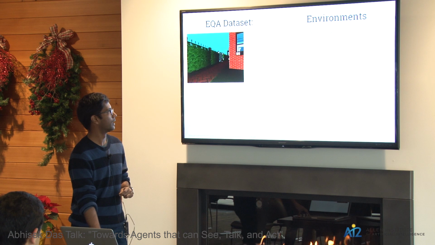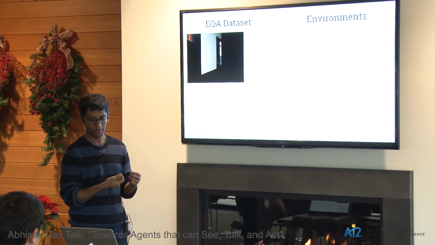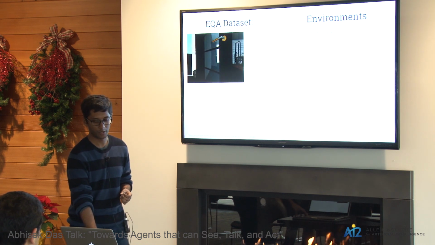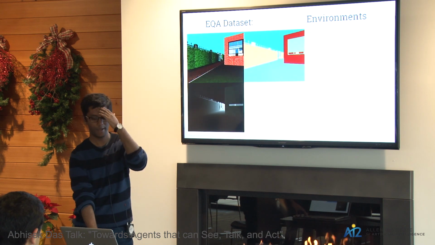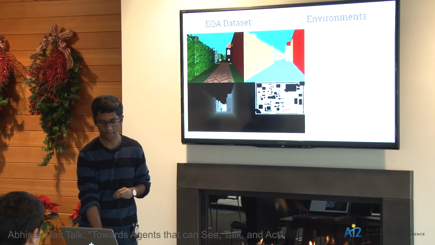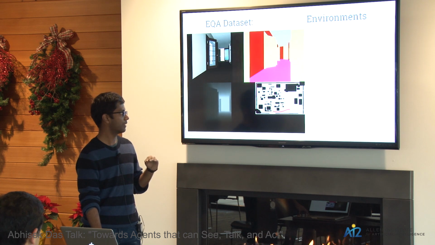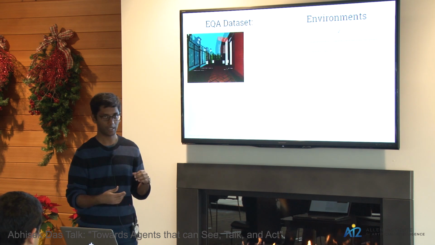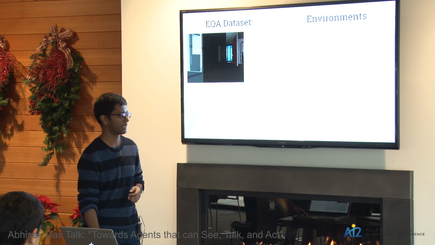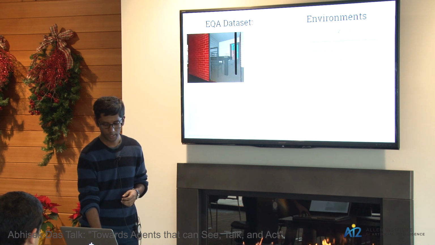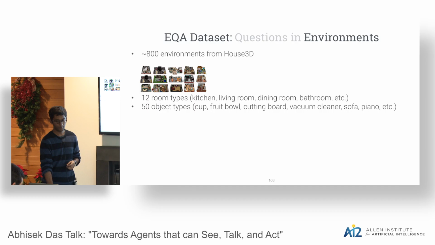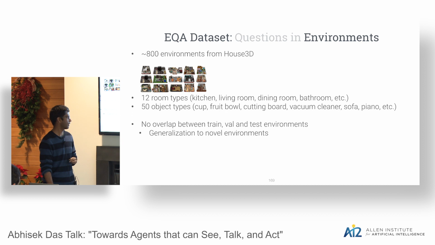Right, so at every point in an environment, House 3D provides access to RGB, semantic segmentation, depth, and a top-down map of the environment. We use all of these to train our agents, which I'll talk about later, but at test time, our agent only gets RGB images as input. In total, we have 800 environments with 12 room types and 50 object types, and there's no overlap between our training, validation, and test environments, so we are strictly checking for at least some notion of generalization to novel environments.